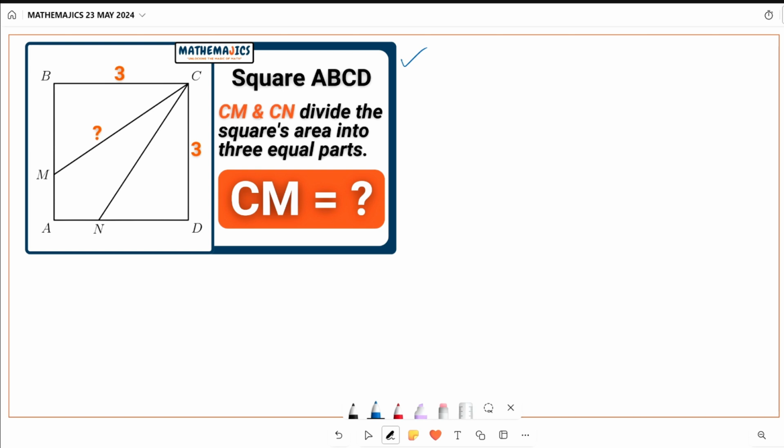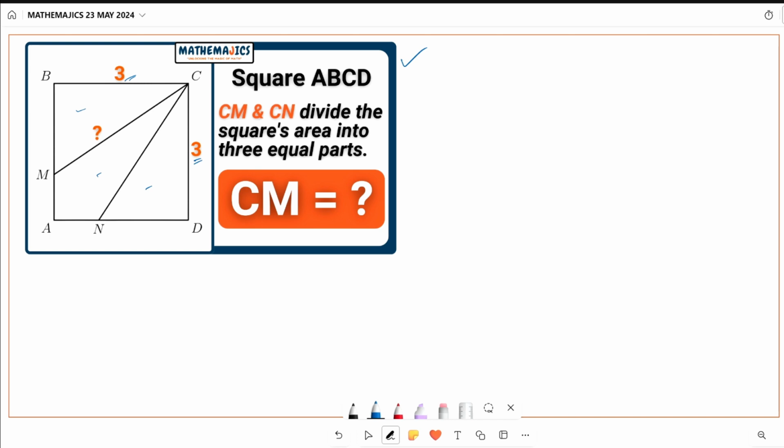We are given a square ABCD with side 3 units. CM and CN divide the square's area into 3 equal parts. That means this and this are of equal area. We need to find the length of CM.